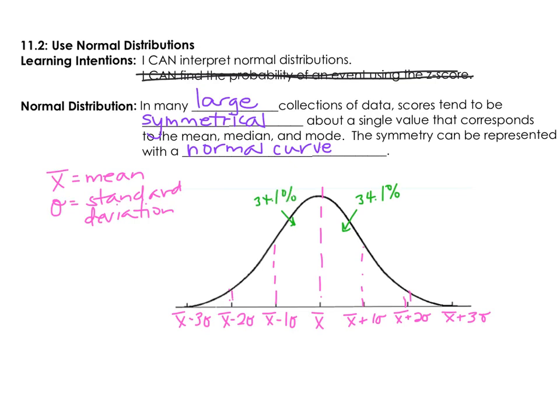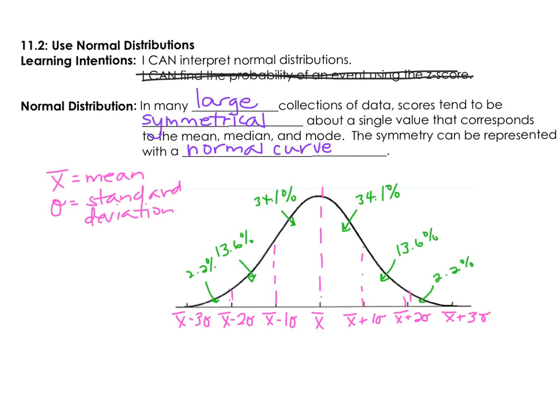34.1%. Then between 1 and 2 standard deviations, notice the curve is smaller. The amount of data or percentage of data within that portion of the curve drops all the way down to 13.6%. And again, on both sides of the curve. As we get between 2 and 3 standard deviations away, the amount gets even smaller, 2.2% on either side.